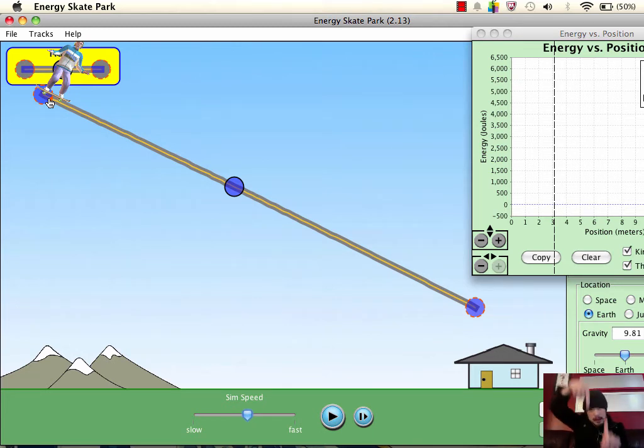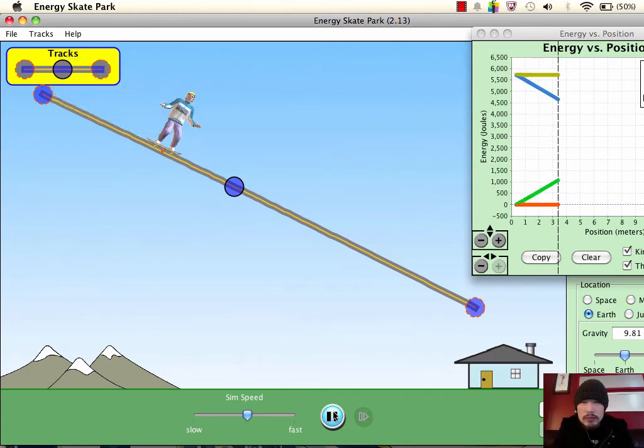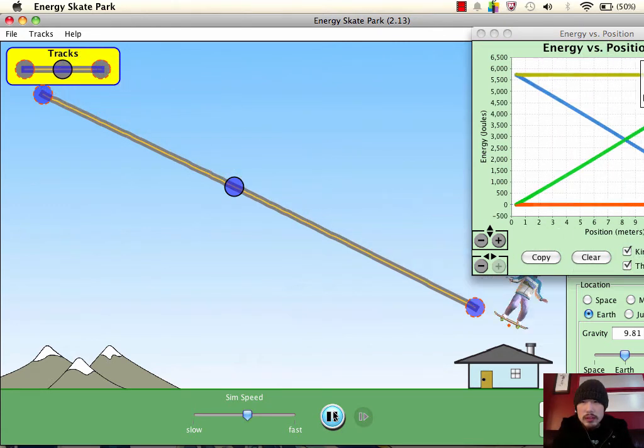So remember, they are inversely proportional. As one goes down, the other must go up. So let's see if that is true. Wow, would you look at that? It's like I know a thing or two.